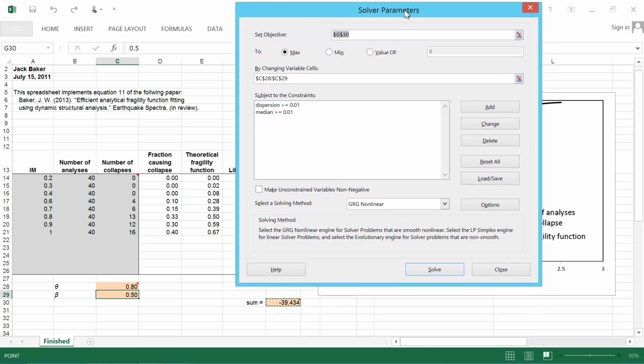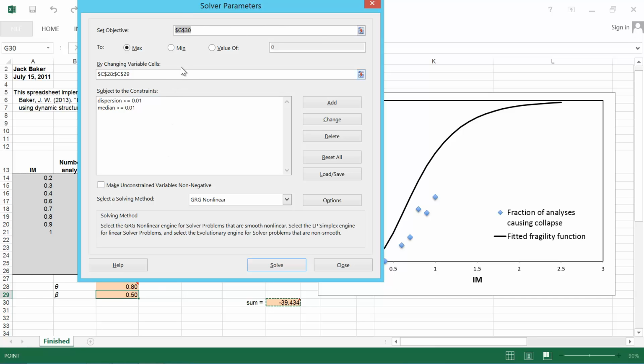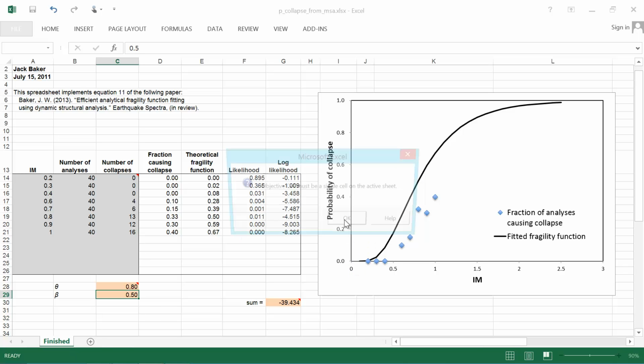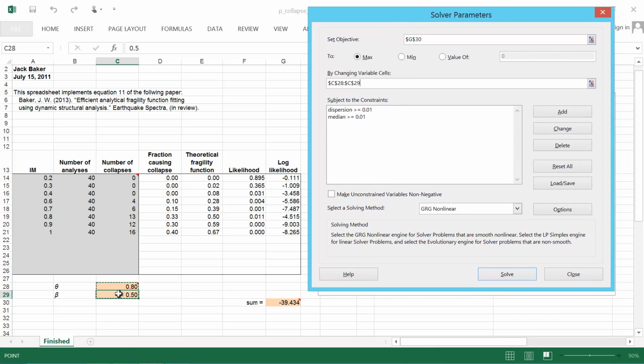But if you Google Solver in Excel, you'll find the steps for how to do that. Okay, so Solver is going to give us an option here, and it's pre-populated in the Excel spreadsheet that you'll look at, just like this. So what it's saying is, I'm going to set my objective, which is the sum of my log likelihoods, cell G30, and I want to make that as big as possible. So I'm going to set it to the maximum, and the way I'm going to make it big is by changing cells C28 and C29, which are the theta and beta. So it's saying give me as big of a log likelihood as possible for any values of theta and beta.